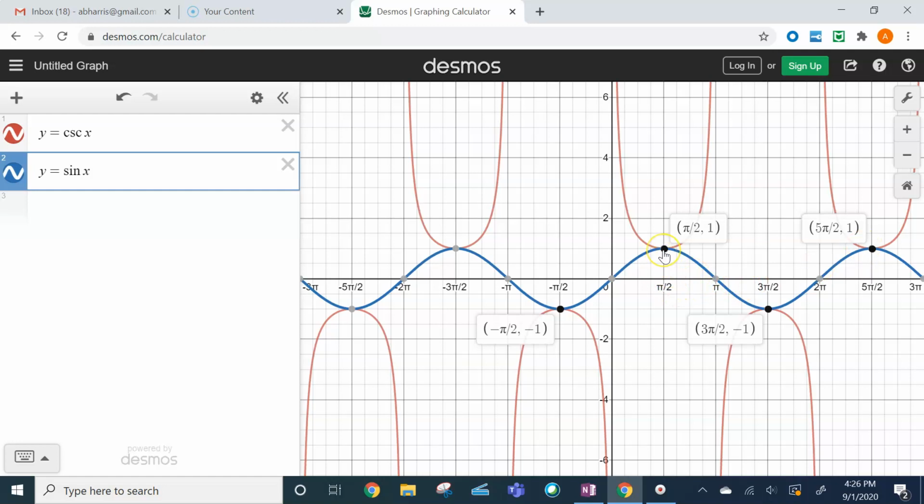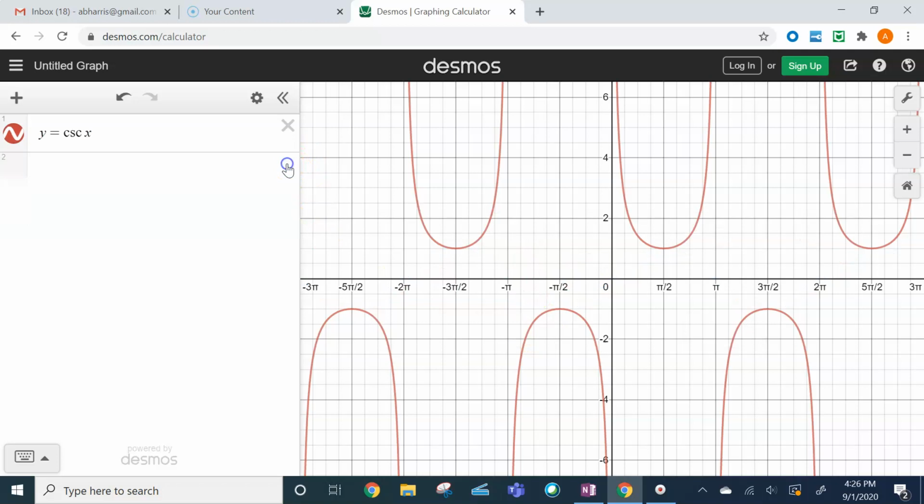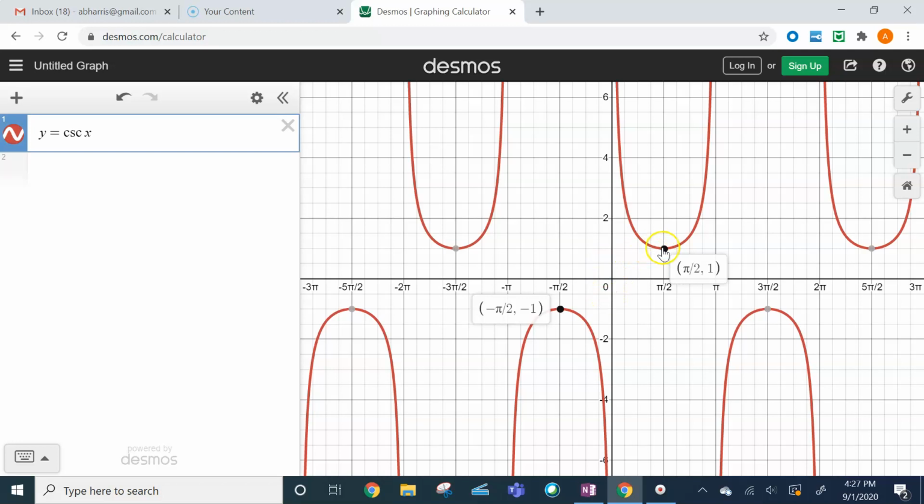They're meeting right there at pi halves, 3 pi halves, 5 pi halves, right? So every pi halves plus pi k, right? K is an integer on that. They're meeting. Okay, interestingly enough. Now the range here, let me delete this. We go from negative infinity up to a negative 1, and then there's nothing in between, and then we take off from a 1 to positive infinity on that.